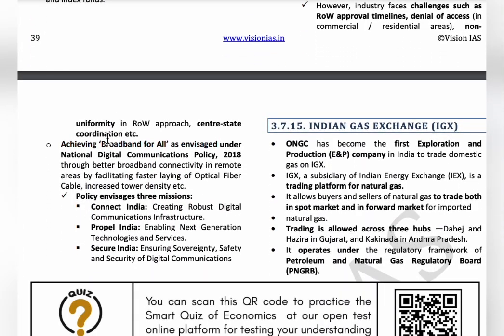And the next topic is Indian Gas Exchange. So under this, domestic gas is traded, and in India ONGC has become the first company to trade on IGX, that is Indian Gas Exchange.